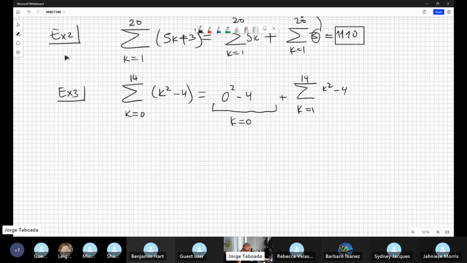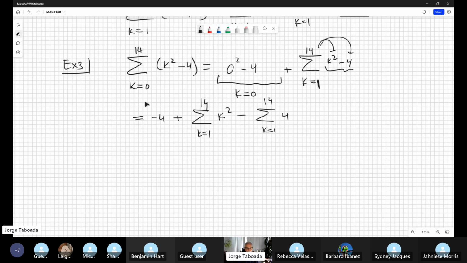Because what is the reason I do that? Because my formulas are under the supposition that we start at 1. If it starts at 0, I can put the 0 part outside. So my problem now is reduced to negative 4 plus, and now I dedicate to working with the summation from k=1 to 14 of k squared separately, minus another summation, because of the linear property, I separate this and this, minus 4, from k=1 to 14. I split this binomial into two summations. Now, this is negative 4.